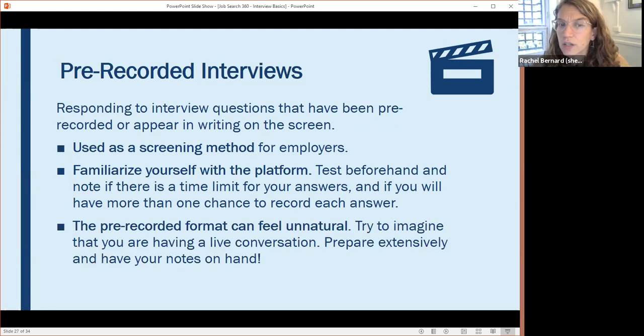So obviously that can feel pretty unnatural, to not be speaking with a person. You'll get no feedback. You won't get someone looking at you and nodding. So try to imagine you're having a live conversation and take advantage of the fact that you might be able to prepare a little bit more. You can have notes in front of you. Again, just try to direct your gaze at the webcam as much as possible when you're answering these pre-recorded questions, but you can have notes either on the screen or written on a piece of paper in front of you.